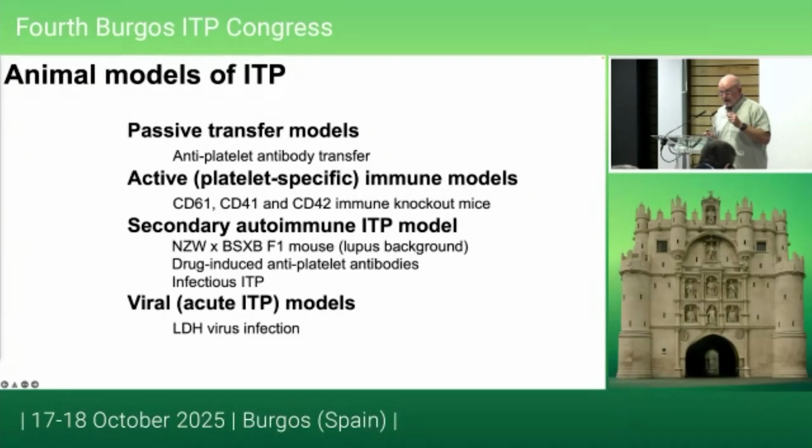There are secondary autoimmune ITP models. The most famous is the NZW by BSXB mouse, where it's a lupus background, but yet they get thrombocytopenic and have an autoimmune-like platelet disorder. There are drug-induced type models, and there are infectious ITP models. These acute models, like LDH virus infection, cause thrombocytopenia in mice. So there are a number of different models that we can study in animals, but I'm going to really stick to the first two and just briefly describe them.